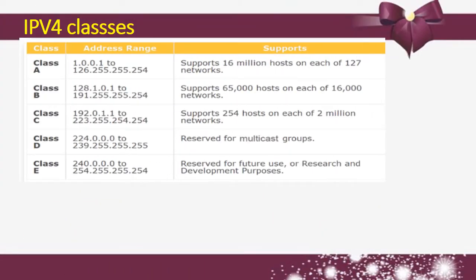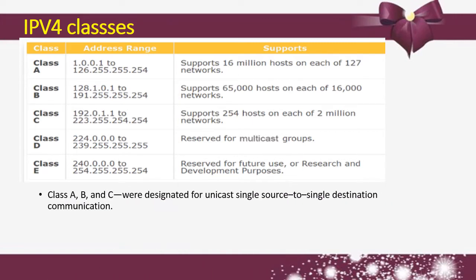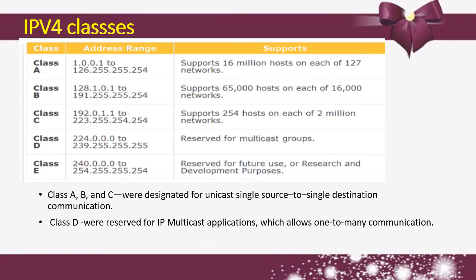According to the address range, IP version 4 is classified into 5 classes. Class A supports 16 million hosts in 127 networks, class B has an address range up to 191 and supports 65,000 hosts, and class C supports 254 hosts. Class D is for multicast groups, and class E is only for research purposes, not for public use. Classes A, B, and C are designated for unicast. Unicast means one source to one destination. Multicast means one-to-many communication, sending to many destinations, and that is reserved by class D.